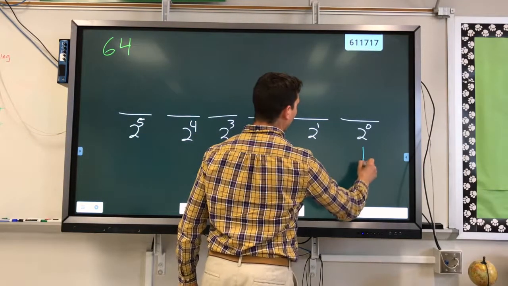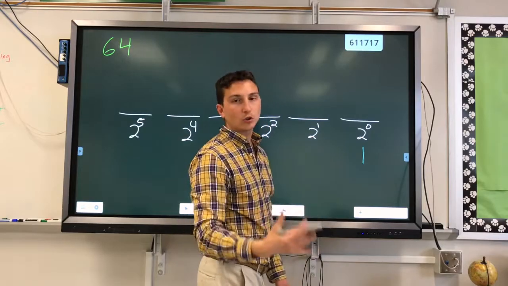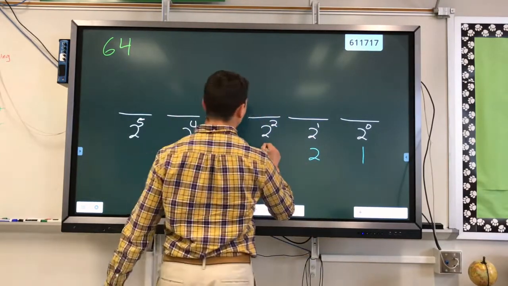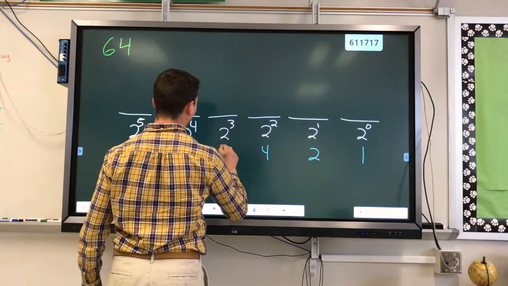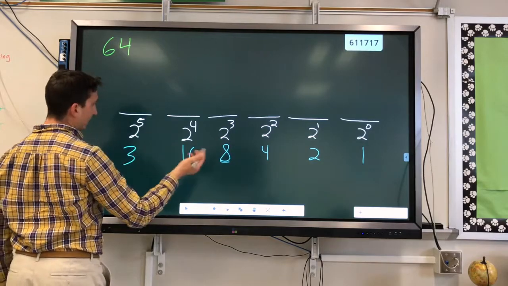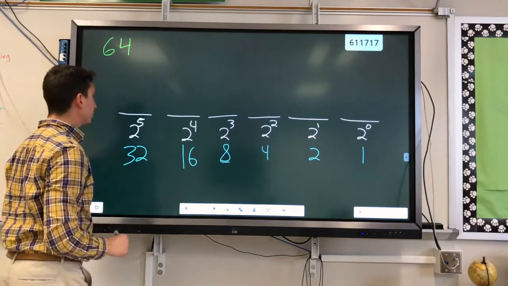So we know that this is always going to be 1. 2 to the power of 0 is always 1. 2 to the power of 1 is 2. 2 to the power of 2 is 4. 2 to the power of 3 is 8. Then 16. Now we're just doubling, right? Then, well, we've been doubling, but then 32.